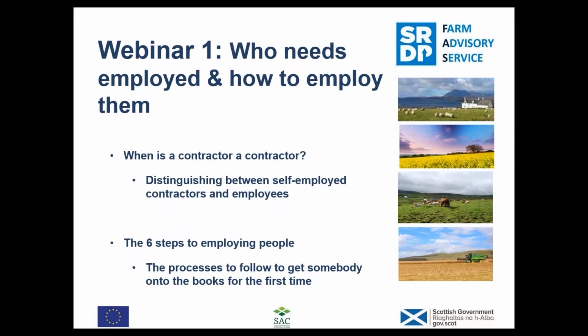Following that, once we've identified who needs to go through the books, we'll look at the 6 steps to employing people. It's a flowchart process of what you would need to follow to get somebody onto the books for the first time. But it's also still relevant for those people that are currently employing people. It's also a good checklist to make sure: have I got everything in place that I would need to have in place? So that's the two main sections we're going to cover for today.